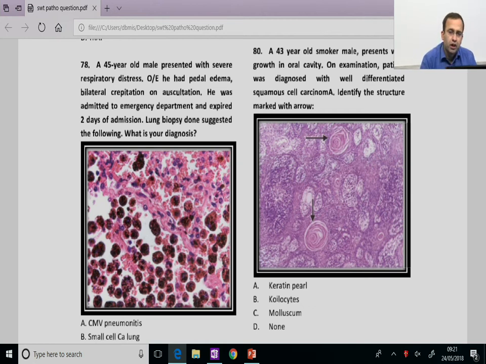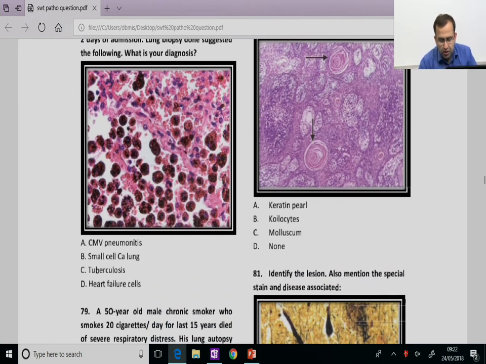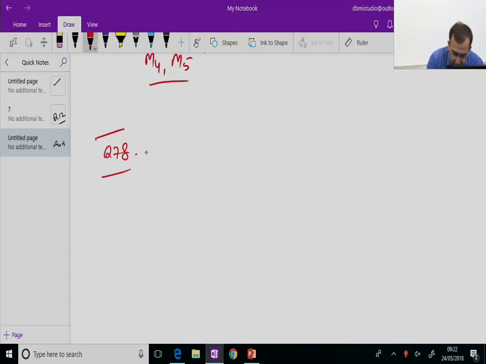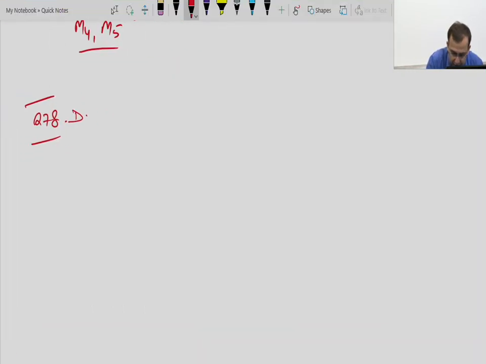Now let us have a look at the written question. What it shows is severe respiratory distress, middle-aged male, pedal edema, crepitations on auscultation, that's okay. Lung biopsy, what is your diagnosis? So many hemosiderin laden macrophages suggest the presence of heart failure cells. So question 78, the answer is D, that is heart failure cells. What do we mean by this? I am sure this was an easy one.